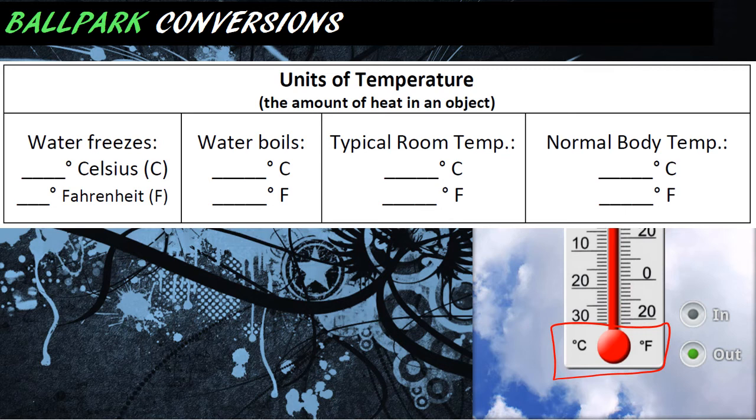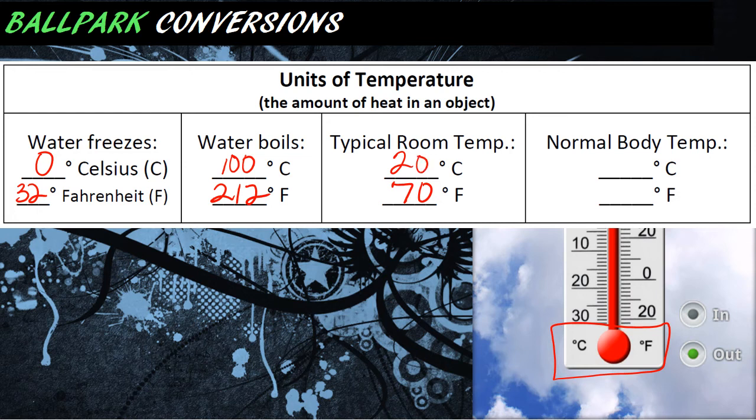So water freezes, we know that water freezes at 32 degrees Fahrenheit, but that's the same as 0 degrees Celsius. Water boils at 100 degrees Celsius, that's the same as 212 degrees Fahrenheit. So our typical room temperature, we like it at a cozy 70 degrees Fahrenheit. That's also going to be a cozy 20 degrees Celsius.